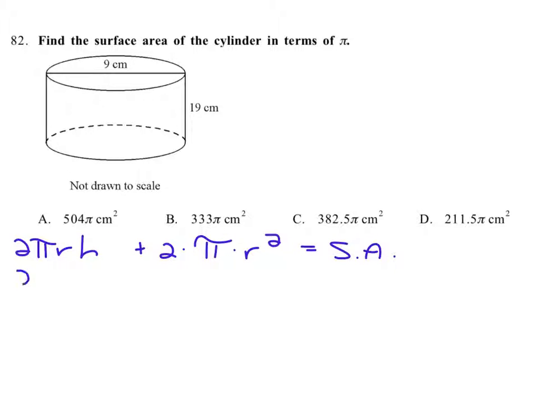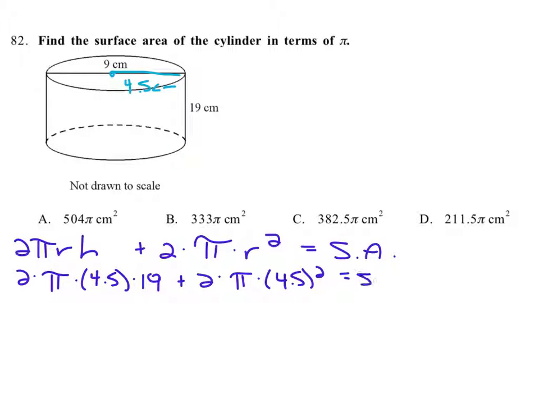Now we just got to plug in the numbers that we know. We say 2, and they want it in terms of pi, so we're not going to use 3.14 or our pi button. 2 times pi times r, what's the radius? Well, the whole thing, the diameter is 9, so the radius is going to be 4.5, and that's what we're going to use. So we say 4.5 times, what's the height? The height is 19. Okay, plus 2 times pi times the radius, 4.5 squared. All of that will equal the surface area.